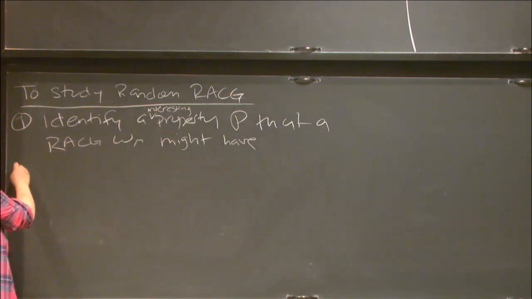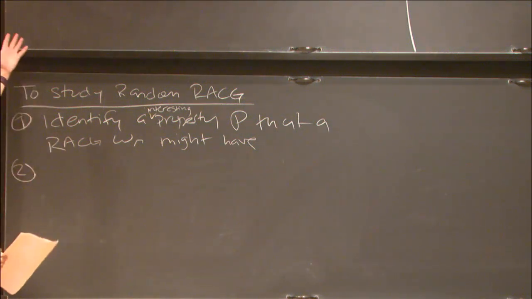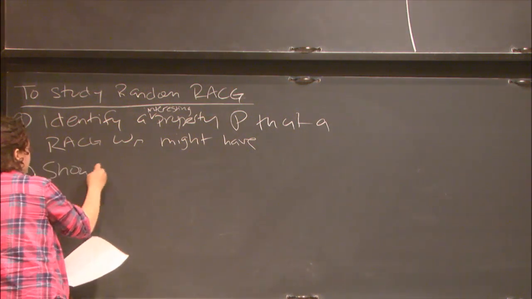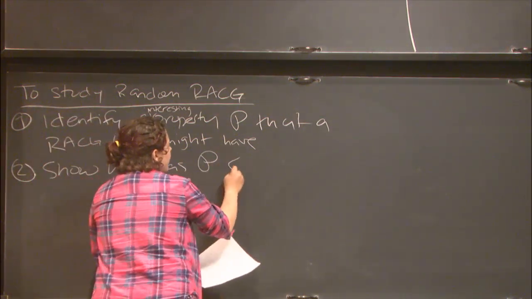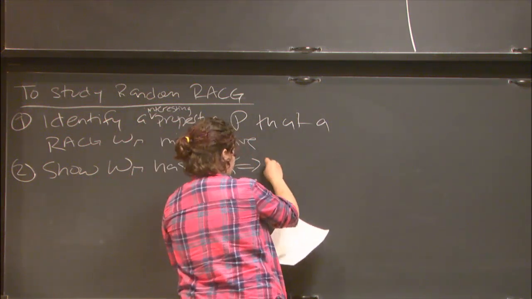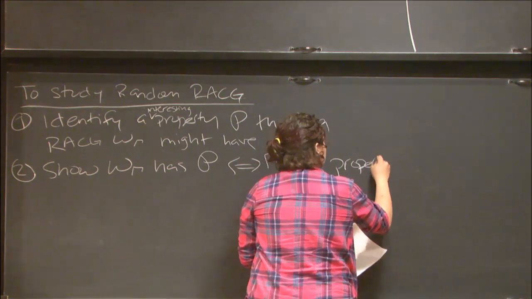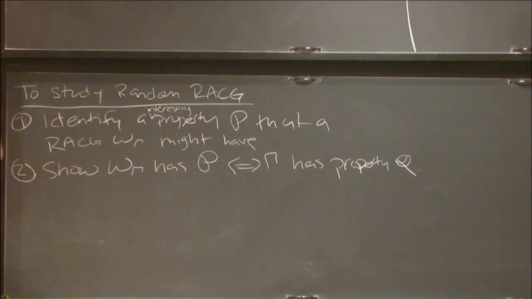Step 2 in this process is, okay, I've got this property of my group, and I know how to look at random graphs and see what's going on in the random graph. But I'm going to want to show that W gamma has this property P if and only if the graph gamma has some property Q. So I want to figure out how to see this property that I care about in the graph, because that's how I'm going to be able to do anything.